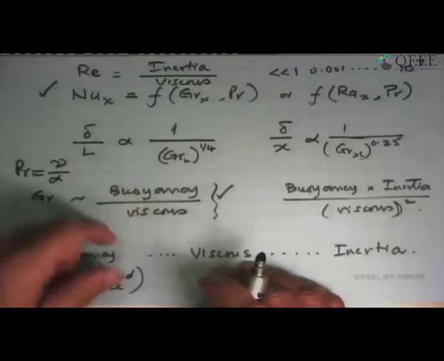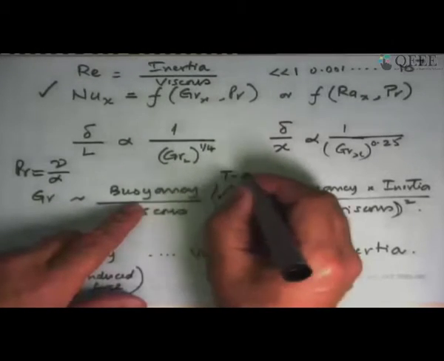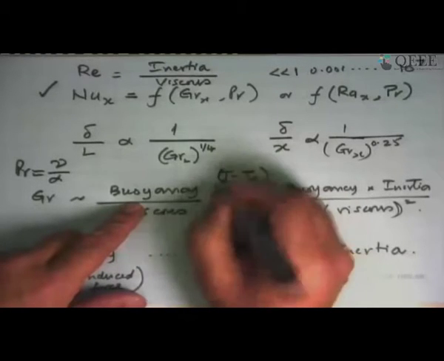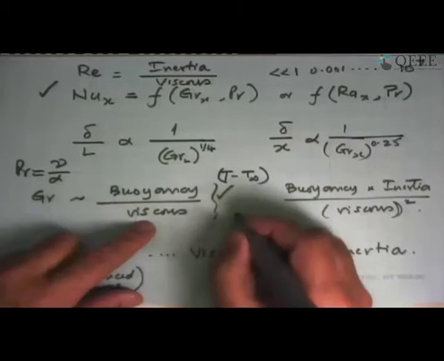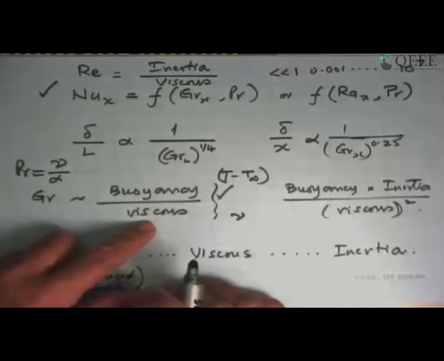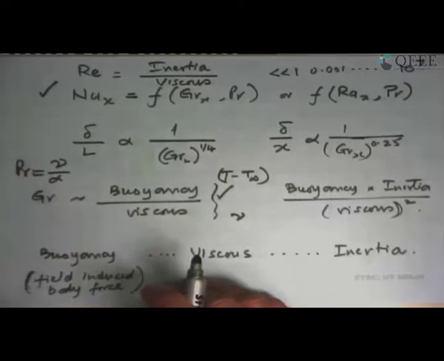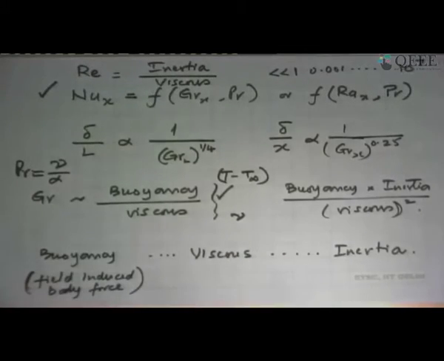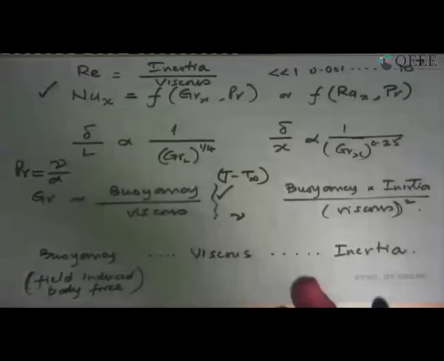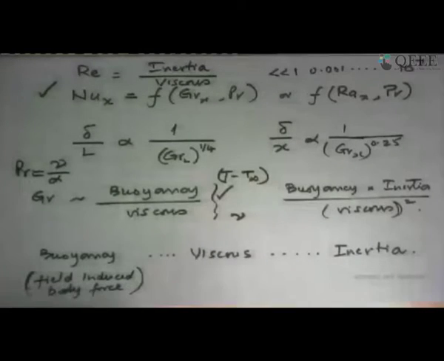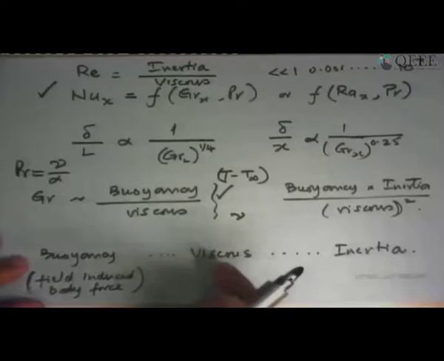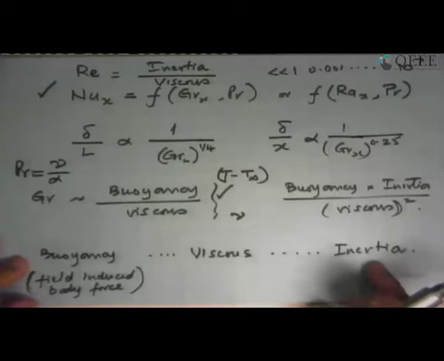Buoyancy came into the equation because of the temperature difference, T minus T infinity, and viscous forces came about because of mu. So that tells us how important the buoyancy force is relative to the viscous force. Now if you look at all three, in the problem you would have all forces: the buoyancy force, which is the field-induced body force, the viscous force, and the inertia force.